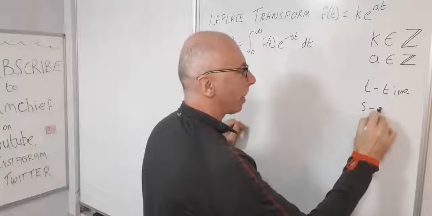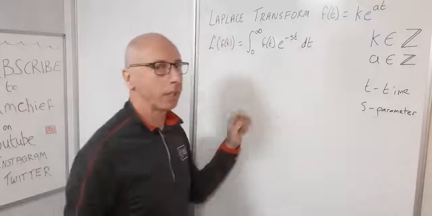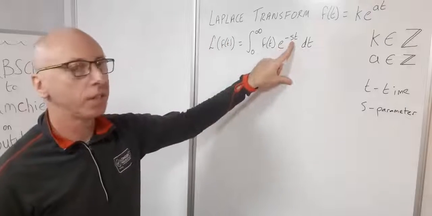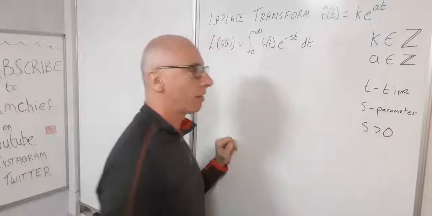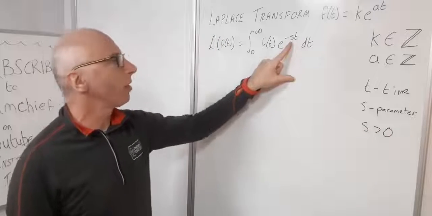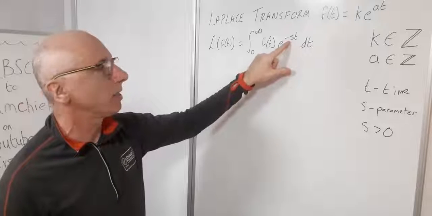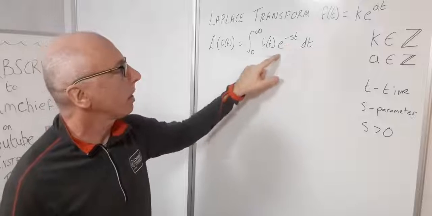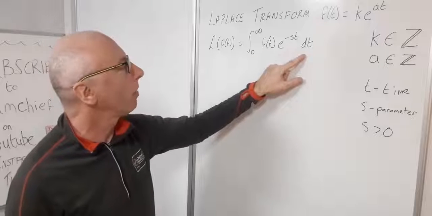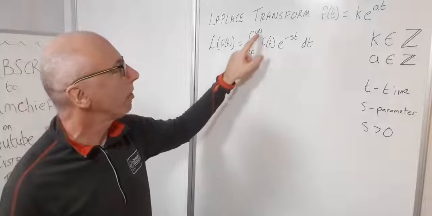So s is the parameter, and there's a rule for this parameter that it must be greater than 0. So I'm going to write here s is greater than 0, because if s was less than 0, this would be a positive in the index of the exponential, in which case this integral could diverge. We want this integral to converge, i.e. from 0 to infinity.